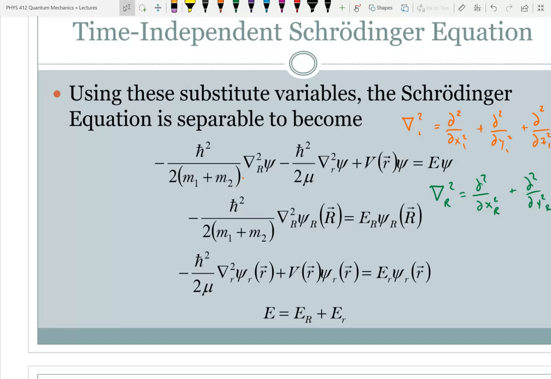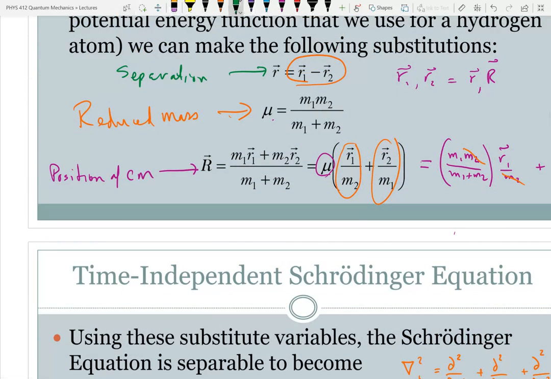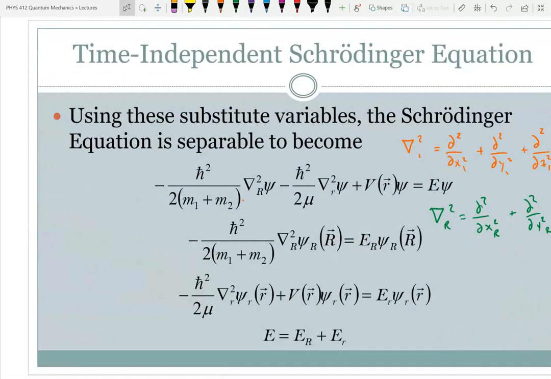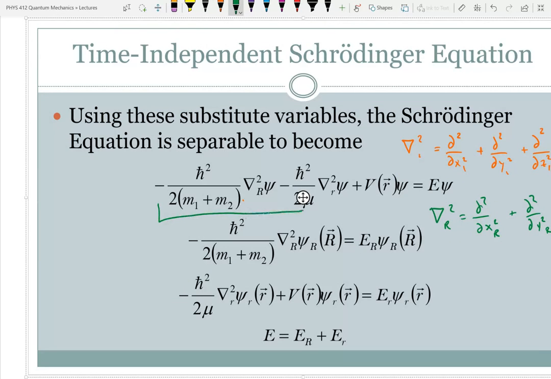But if you convert using these definitions for capital R and lowercase r, the Schrodinger equation becomes, there is the h bar squared over 2m del squared 1, and h bar squared over 2m del squared 2, becomes these two things. And the potential energy function is only a function of the separation. Now there's the advantage that was gained. The advantage that was gained is that our potential energy is only a function of one of the two r variables.